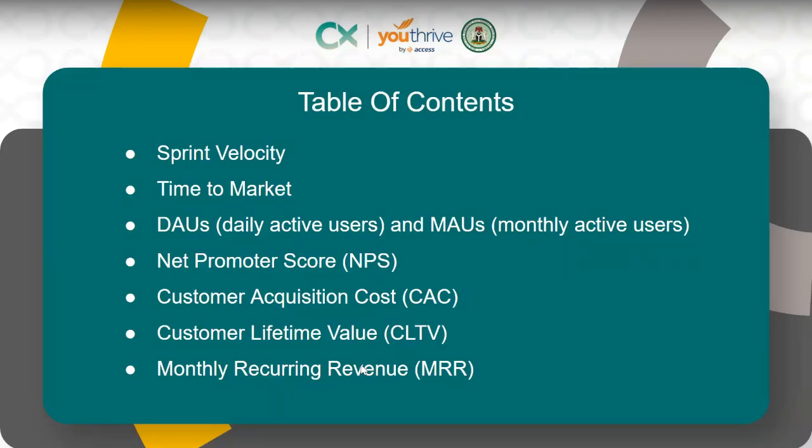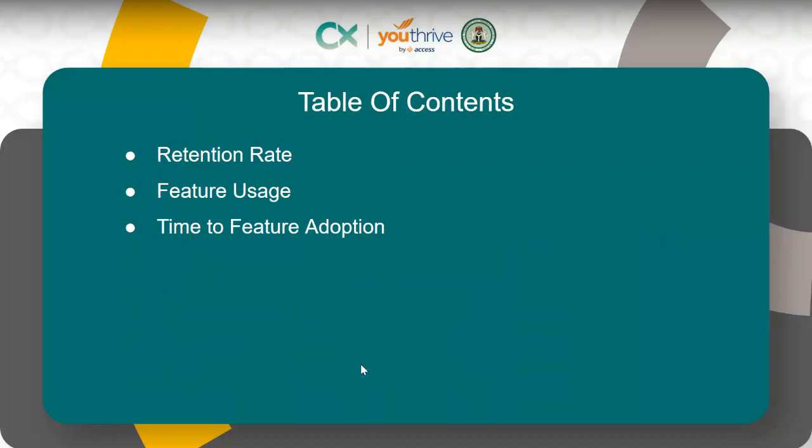So I mentioned I already went through the table of contents: sprint velocity, time to market, daily and monthly active users, net promoter score. I'm going back again because I had to record this so that the guys who are listening to the recording can hear this part. All right, so we're looking at customer acquisition cost, customer lifetime value, monthly recurring revenue, retention rates, feature usage, time to feature adoption. All right.